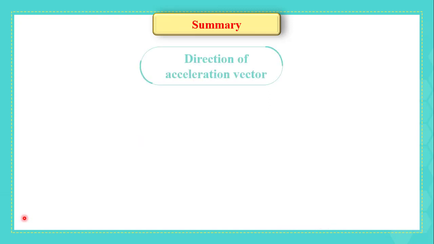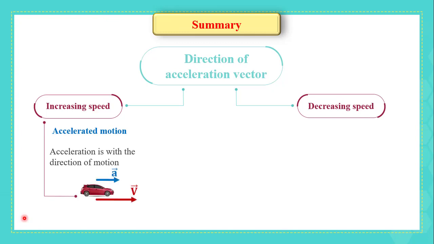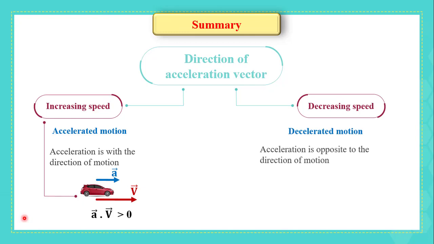In other words, with respect to the direction of acceleration vector, if the speed is increasing, then the acceleration is with the direction of motion, which means that A dot V is always positive. Whereas if the speed is decreasing, then the acceleration is drawn opposite to the direction of motion, which means that A dot V is always negative.